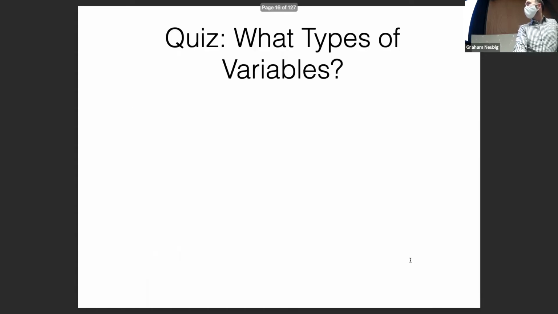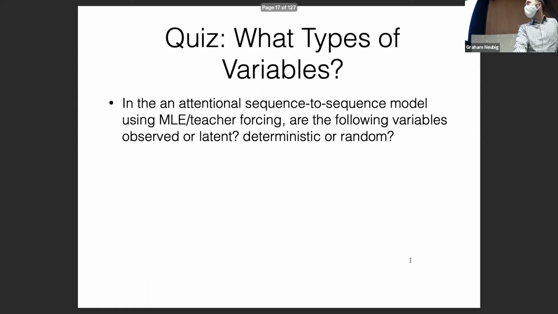If we take a quiz, what type of variables are these? In an attentional sequence model using maximum likelihood estimation or teacher forcing, are the following variables observed or latent, and deterministic or random? Let's say we have the input word IDs. I wrote F here, but it could be X also. Observed and, essentially, deterministic, because they're given to us. There's only one possible value. We're also not calculating a probability distribution over them at all.